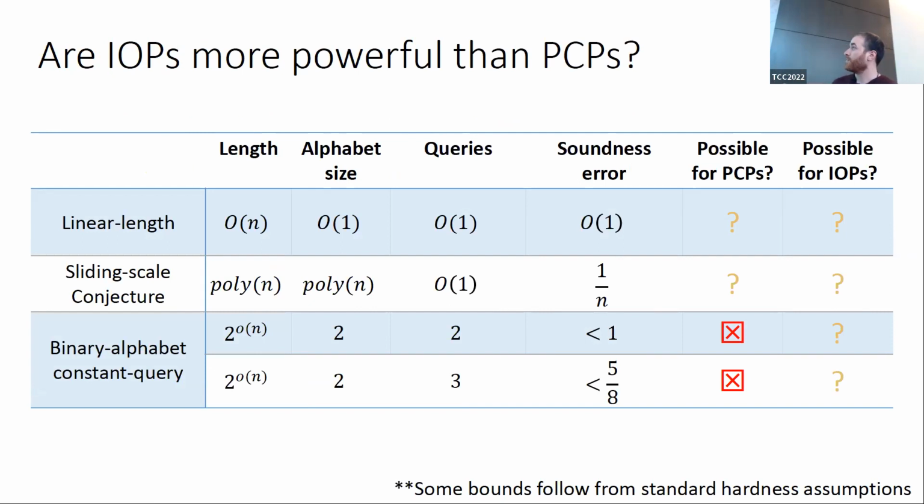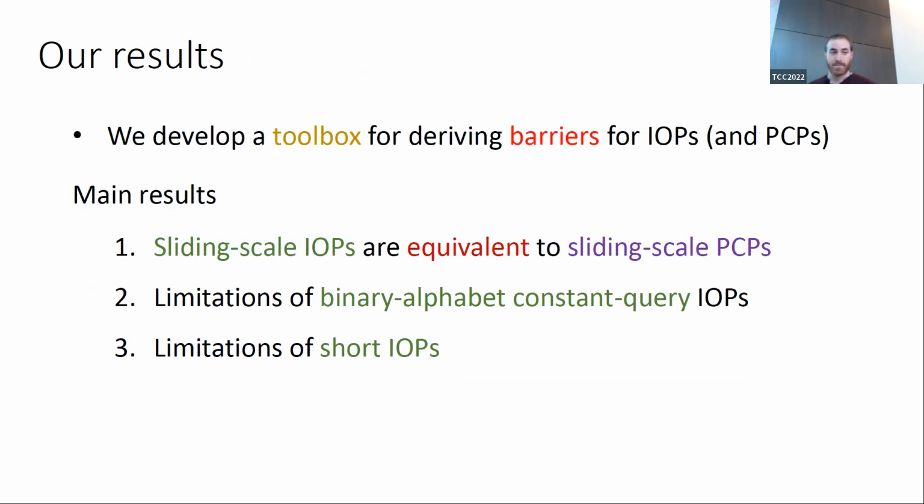And for linear length, actually, we know that it is possible. So we have IOPs with linear length, even though we don't know how to do this for PCPs. So this interaction really buys us something in this regime. And the question is, does interaction help us for these other results? And this leads us to our results.